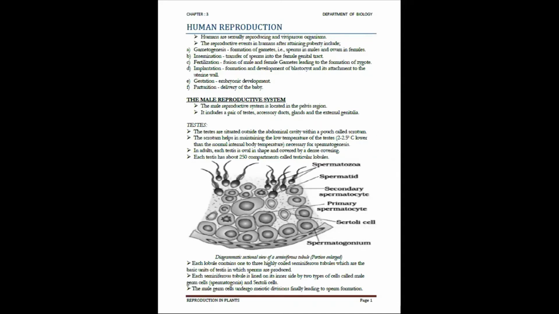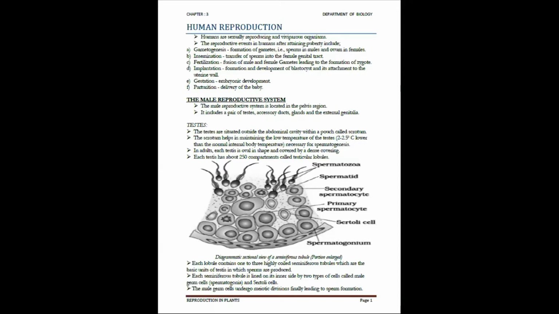So today we'll be talking about the third chapter, that is human reproduction. This carries 7 marks. So here you would start the chapter by studying the events in human reproduction. This includes, or this attains after puberty. It includes 6 steps. They are gametogenesis, insemination, fertilization, implantation, gestation, and parturition.